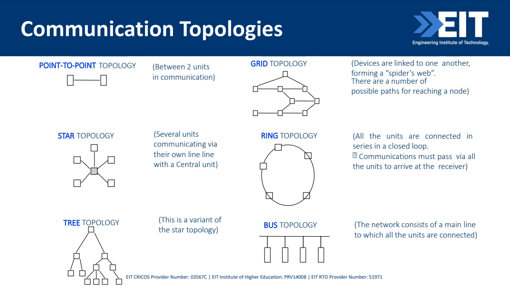In networks, we have different shapes that we can create. So we can connect devices in different ways. The simplest type is when we don't even have a network, point to point.